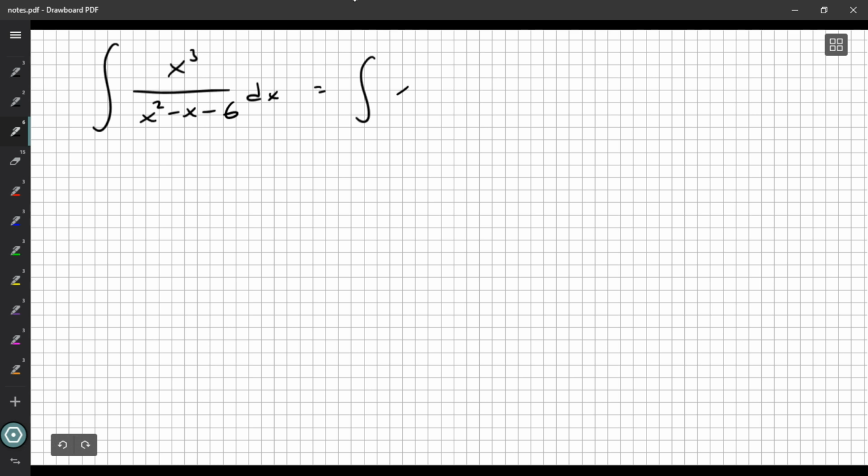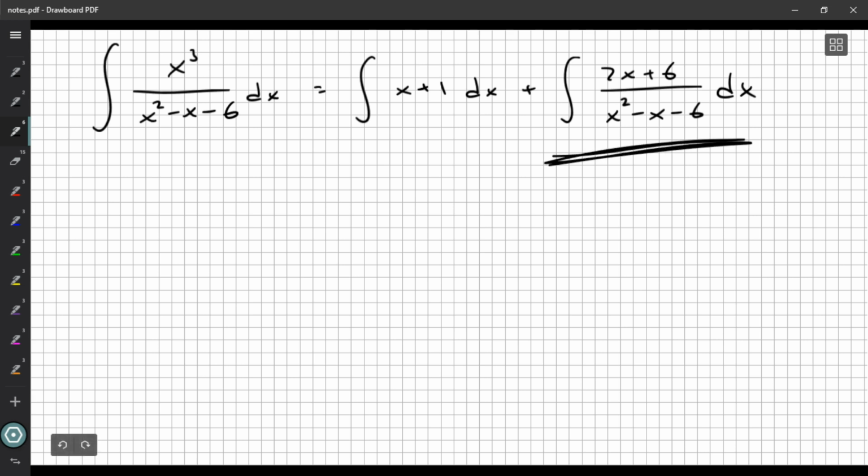So first we're going to rewrite by splitting this into two integrals, one of which is a proper rational function, and so we can now just focus on this part here and use a partial fractions decomposition. Now we're going to need the denominator factored.